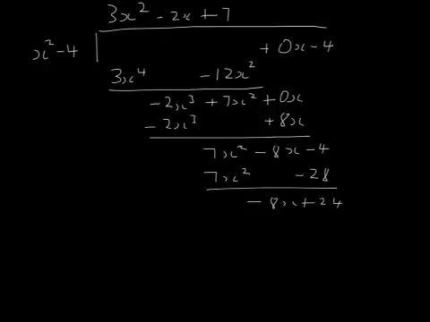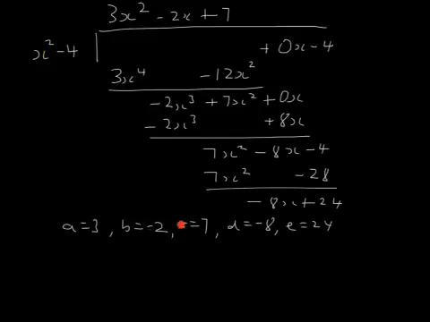24. So they want it in the format ax squared, so a equals 3, plus bx, so b equals minus 2, plus c, so c equals 7, and then it's d. The remainder is dx plus c, so d is minus 8, plus e, so e is 24 over x squared minus 4, which is what we've got here. So these are our solutions.